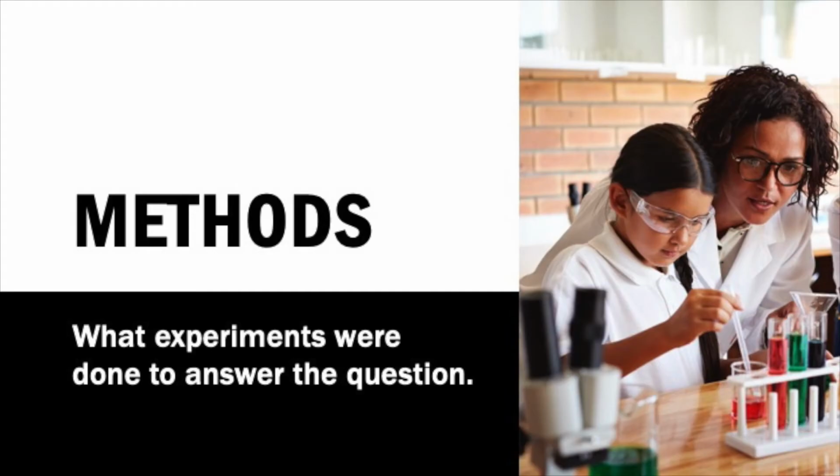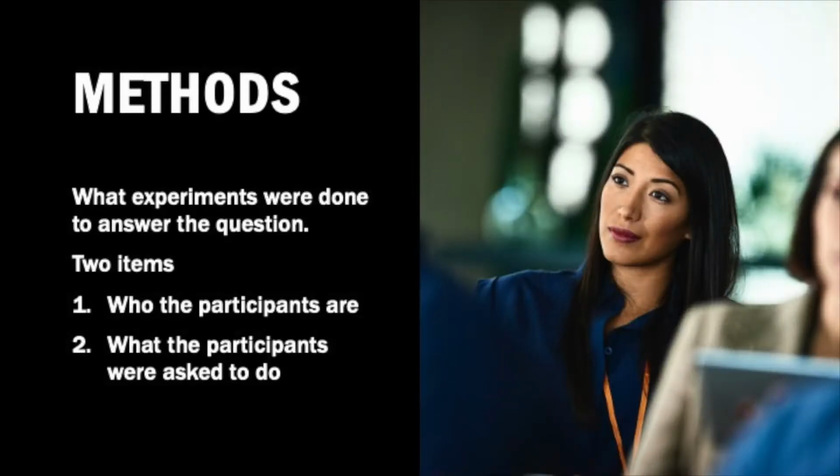They describe the methods section as a part that tells the reader what experiments were done to answer the question. Most method sections do two things. They tell who the participants are in very generic terms and what the participants were asked to do.